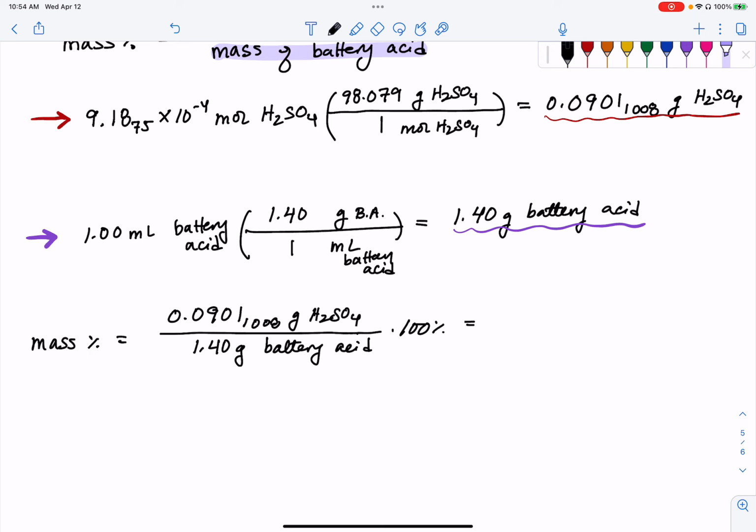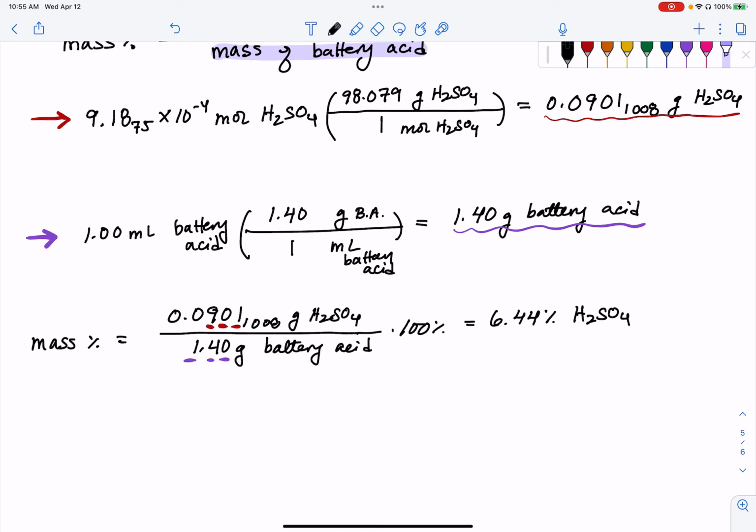Okay, so let's do that quotient, 0.0901 1008 divided by 1.40. I'm going to be limited to 3 sig figs as I was limited to 3 in the numerator and also 3 in the denominator. So when I get this times 100%, I get 6.44% H2SO4.